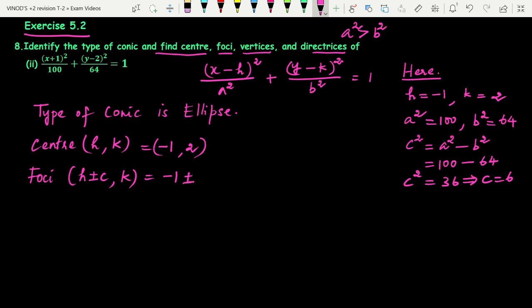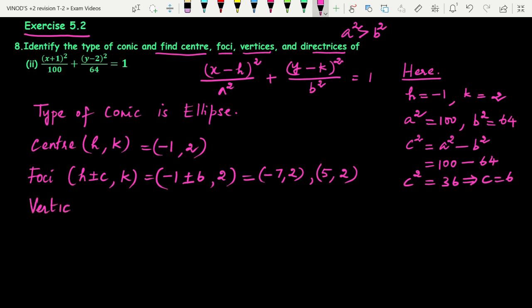So substituting the c value, −1 ± 6, comma k is 2. So the two foci are (−7, 2), since minus 1 minus 6 is minus 7. And if you add minus 1 with plus 6, we will get (5, 2). So the two foci are (−7, 2) and (5, 2).